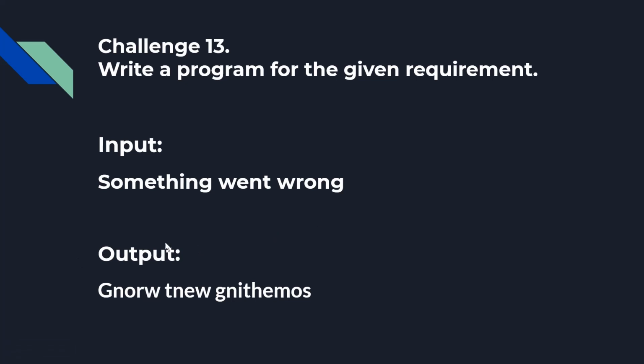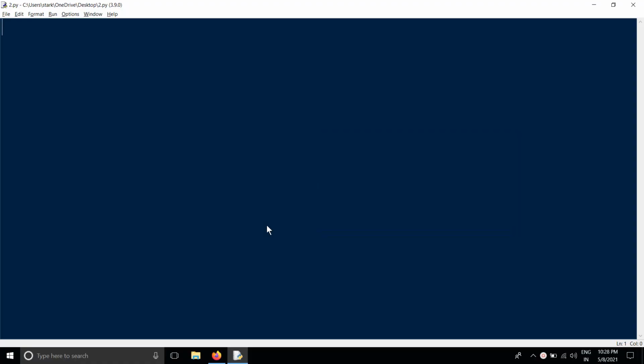Something went wrong. First we have to reverse the words: wrong went something, and then we have to reverse the spellings of these words, right? So we have to write the logic for this one. So I'm taking the string something went wrong, right? This is my given string.